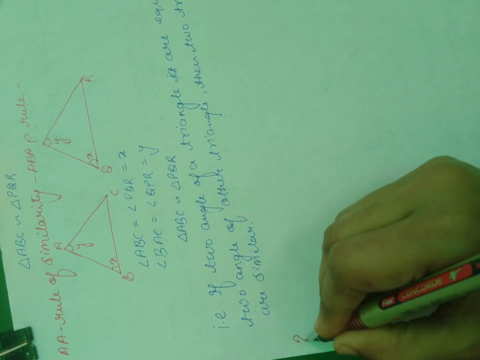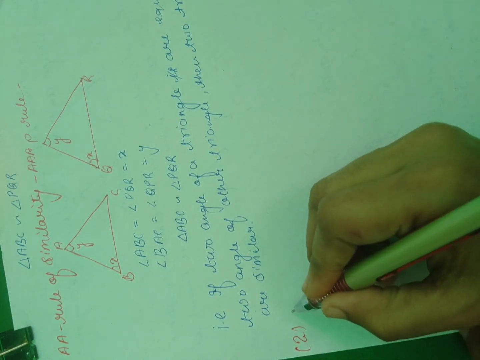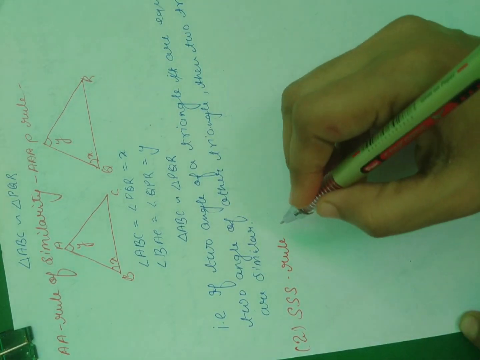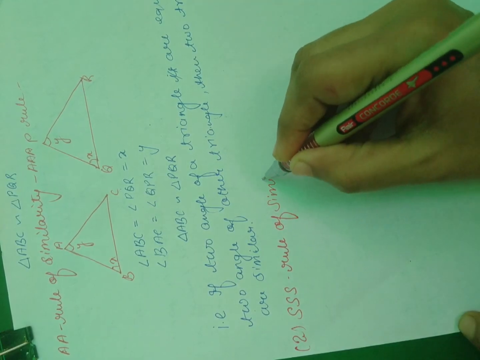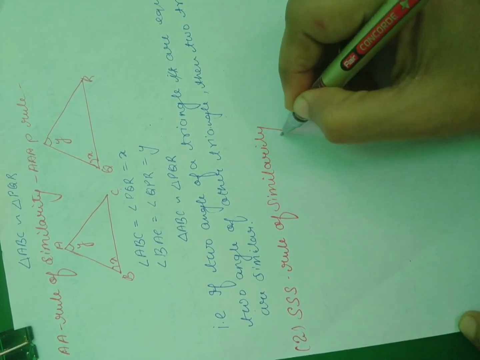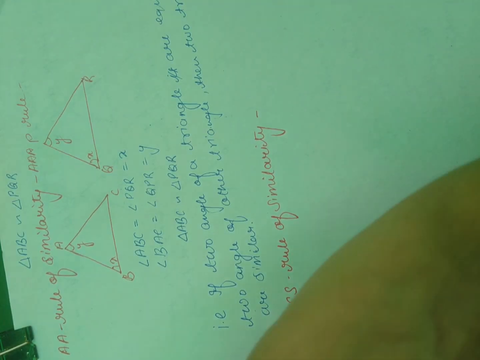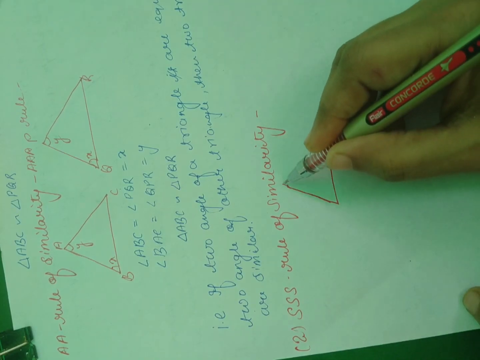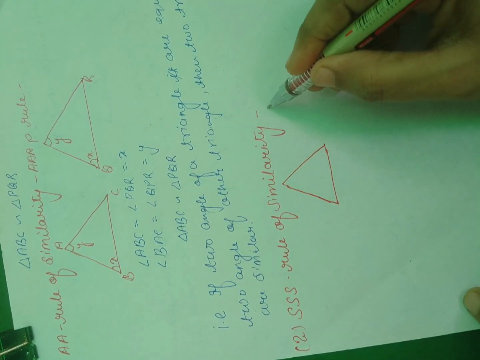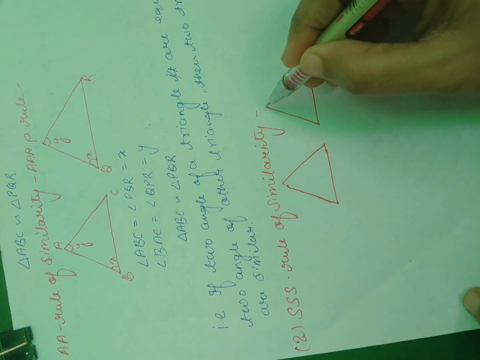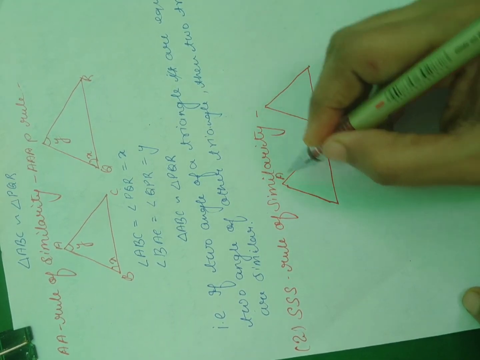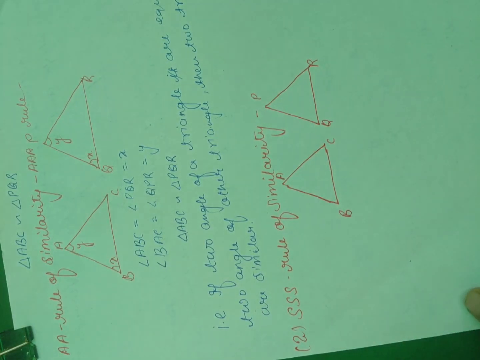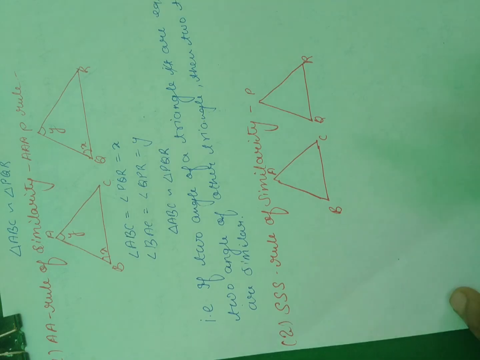And the second criteria is SSS, the SSS rule of similarity, meaning side, side, side. So for the same, again I am going to make two triangles, ABC and PQR, right? So by the definition, side, side, side.